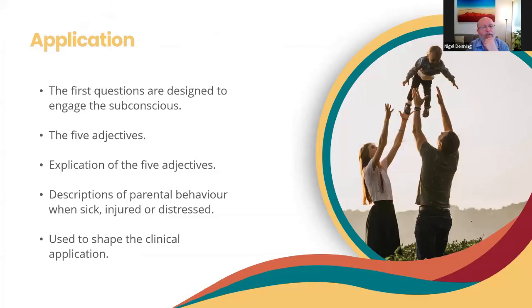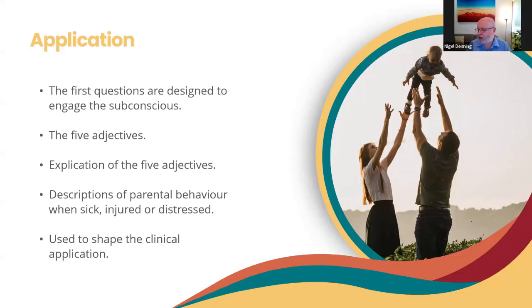In terms of application, the first questions are designed to engage the subconscious. That's the description of it. So question 1 is really asking to describe what it was like growing up. Then we get to the question about 5 adjectives. So we ask the respondent to offer 5 adjectives about their relationship with their mother when they were 5 years old or thereabouts. Just list 5 adjectives, not that describe her, but describe your relationship with her.